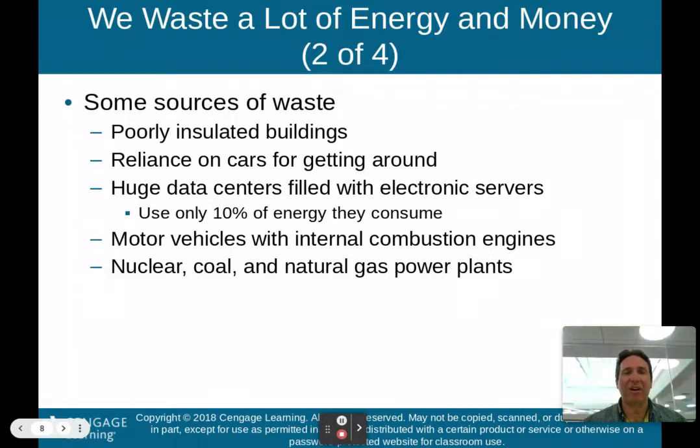We have these huge data centers that are filled with electronic servers for the internet and all these technology things that we're using. They use only 10% of the energy that they actually consume. So they consume all this energy, but only about 10% of it is actually used. So all the other energy is being wasted in these electronic servers. Think about that. So 90% is being wasted in these huge data centers. We got to figure that out, right? Motor vehicles with internal combustion engines, nuclear, coal, and natural gas power plants, right? We spoke about that in chapter 14, how much energy it takes to actually create energy that we can use. So again, we're wasting a lot of energy and money.